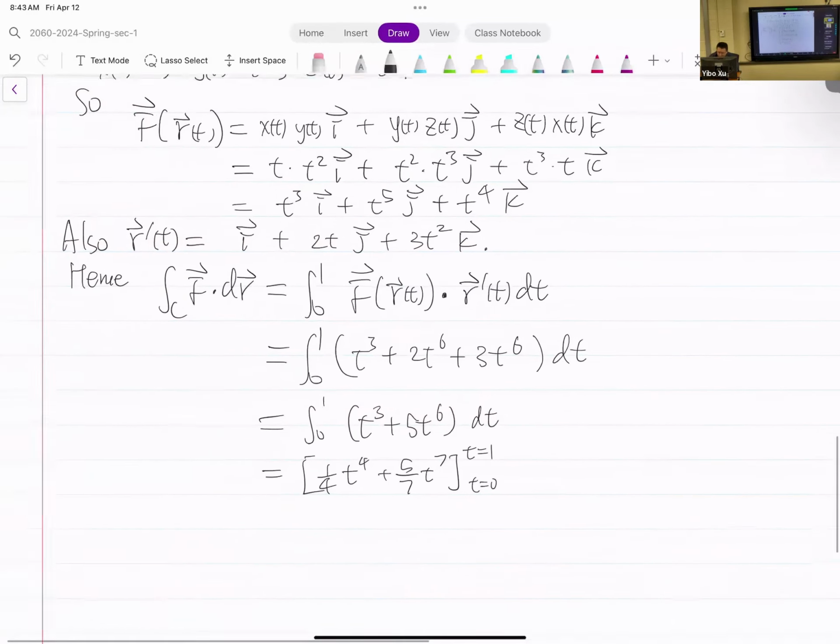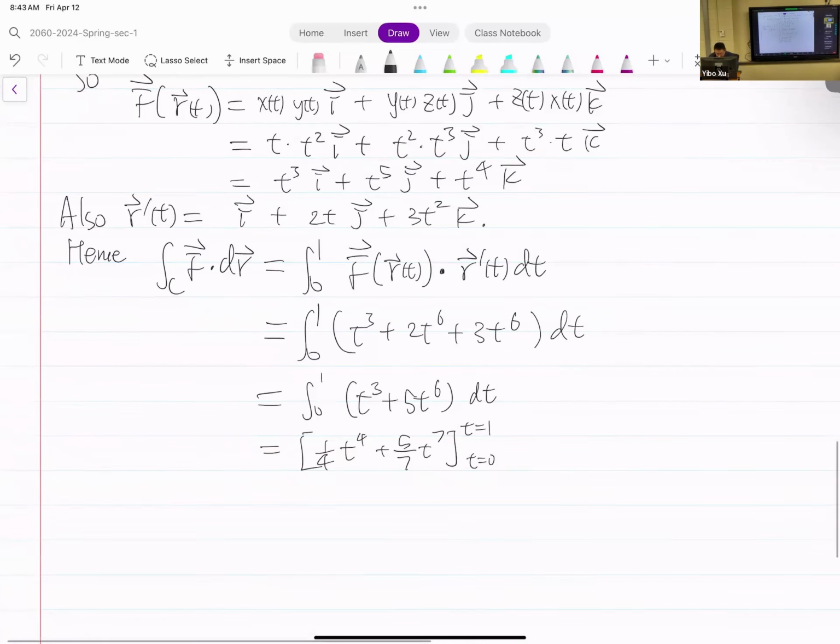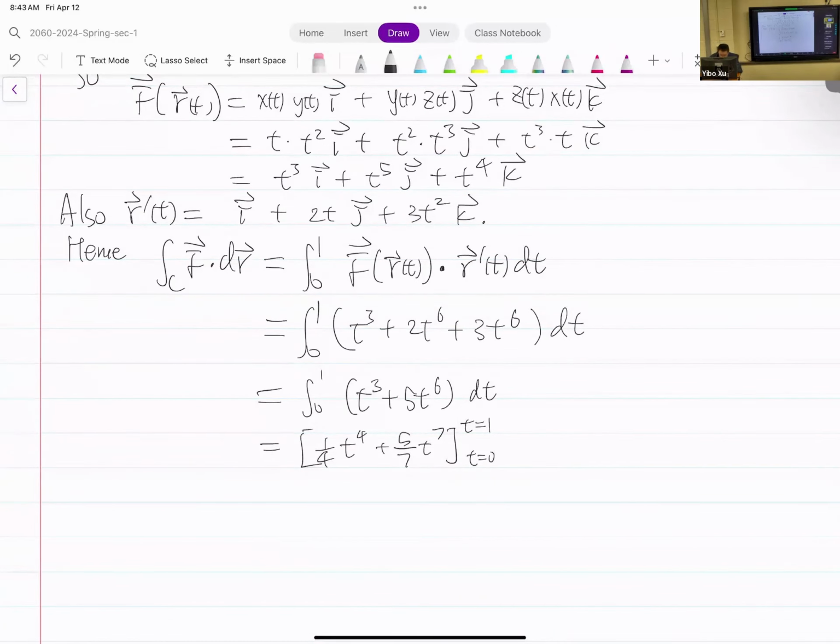Now you see we have more and more variables. In the previous chapter we had x, y, z, and now we are introducing t. So we need to be very careful about the specific variable that we're dealing with. The evaluation should give you 27 over 28.